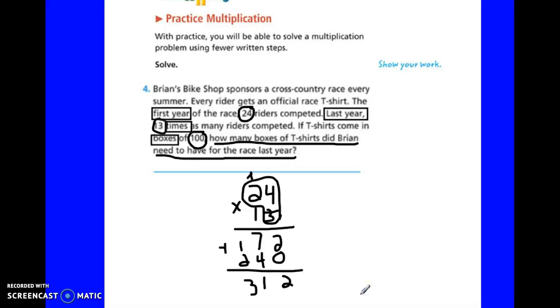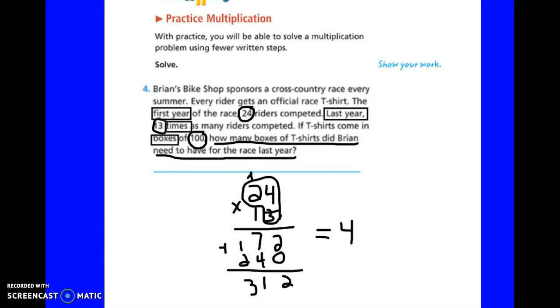312 riders competed. So we have to figure out how many boxes would he need of t-shirts. Each box has 100. So go ahead and think about that. Think of how many boxes would you need in order for all 312 to get a t-shirt. Now what I would do is I would think of 312. How many hundreds go in there? 3 do, but I have 12 left over, and we wouldn't want those people to be without t-shirts. So I would need a total of 4 boxes in order for everyone to get a t-shirt.